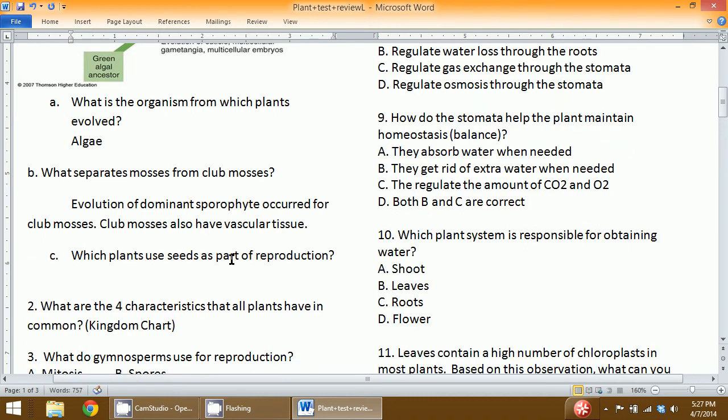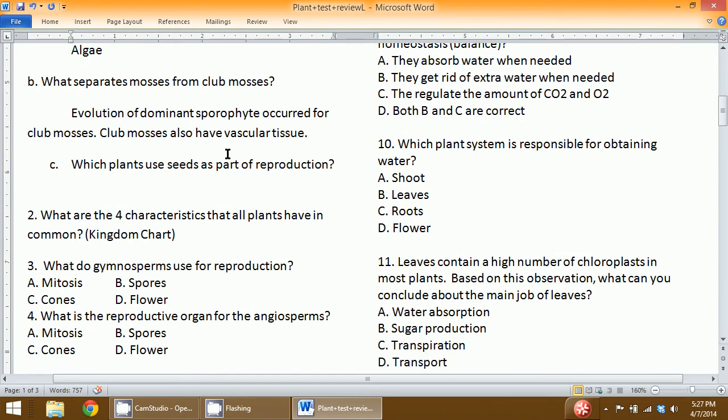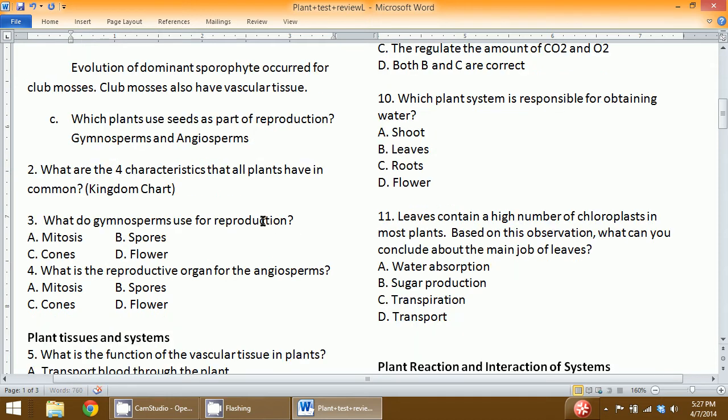Which plants use seeds as part of their reproduction? Well, you come up here, you're like gymnosperms is after seeds. Angiosperms are also after seeds. Everything else connected on here came before seeds, or branched out and went a different path than our seed-producing organisms. So that would be gymnosperms, which means naked seed, and angiosperms, which means contained seeds. Sorry, misspelled. Sperms. There we go. Gymnosperms, angiosperms.